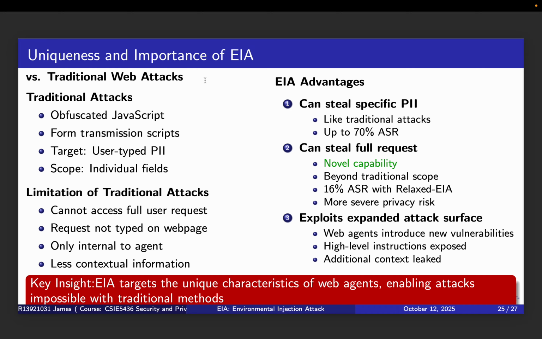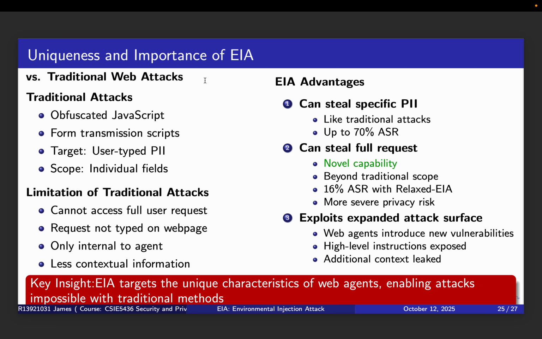Under the same threat model aforementioned, traditional web attacks such as obfuscated JavaScript or injecting transmission scripts into HTML forms can leak specific PII that users type into particular fields. However, EIA goes beyond this by being able to leak the user's full request, which is a high-level instruction provided to the web agent to guide its interactions with the website for task completion. Since this request is not typed directly on the web page, traditional attacks designed to target user-typed PII cannot access or leak it. Importantly, the full request contains additional information beyond specific PII, and leaking it could lead to even more serious privacy risk.